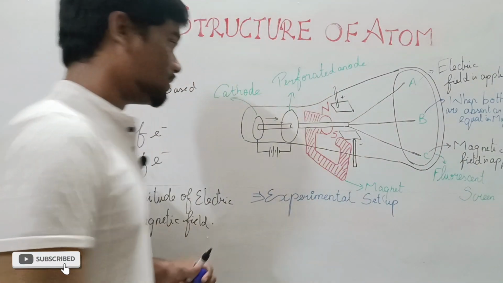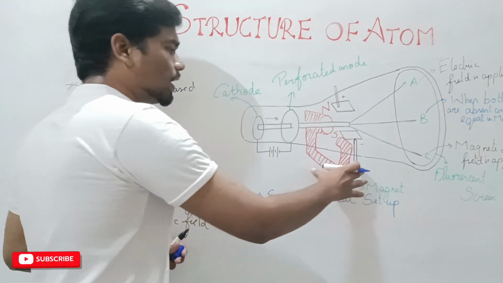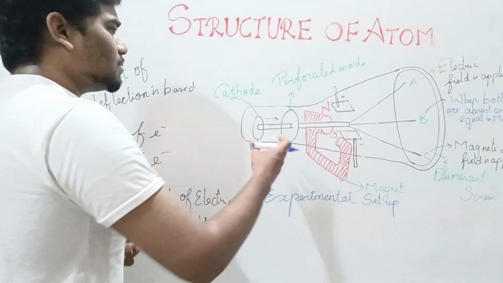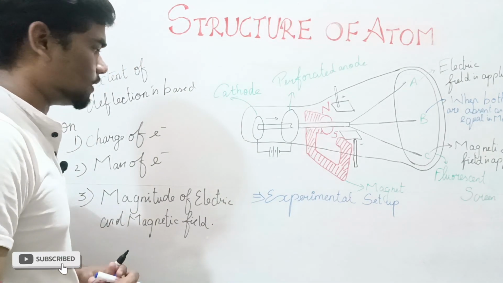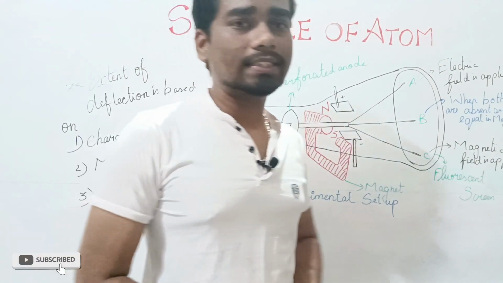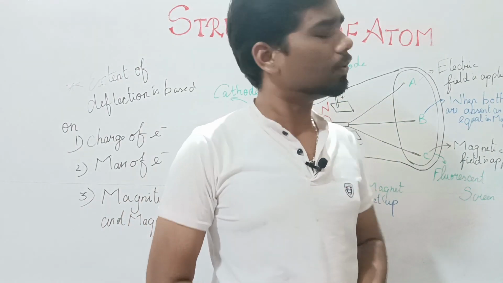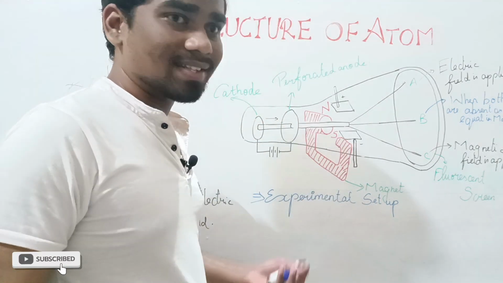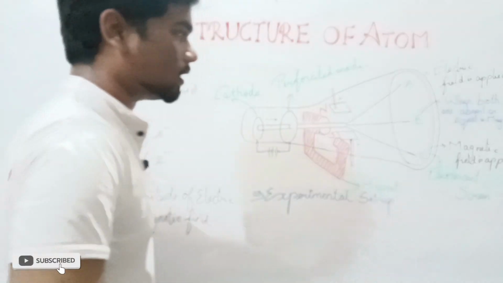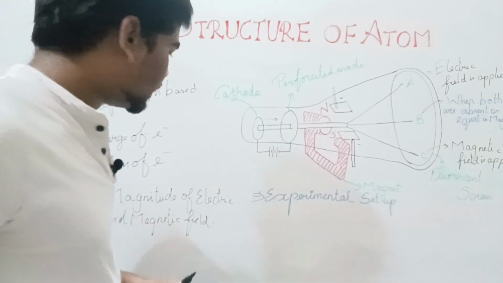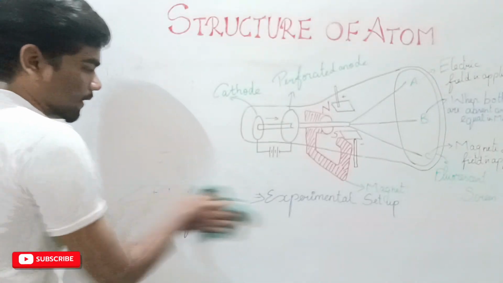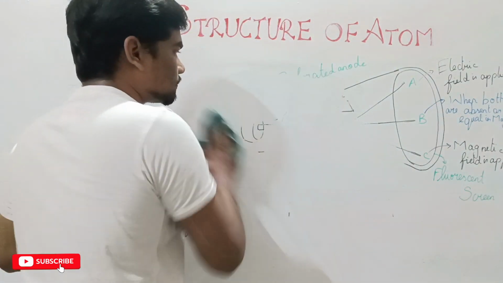So my dear friends, I hope you will definitely understand the experimental setup and the various processes done by J.J. Thomson. By all these experiments, he found the charge to mass ratio to be 1.758820 into 10 to the power 11 coulomb per kg. Let me write it here so that you can take note of that. I will erase all these things.